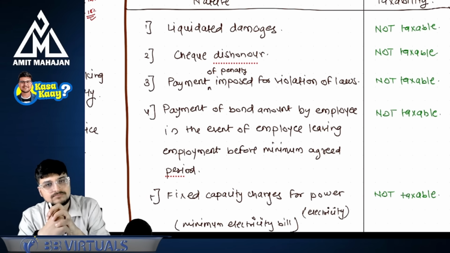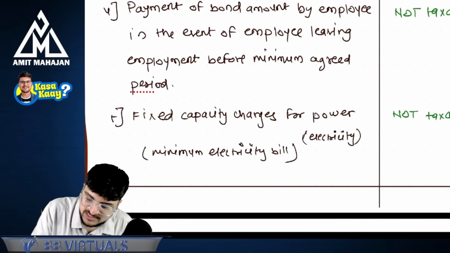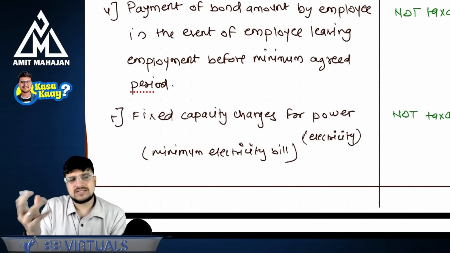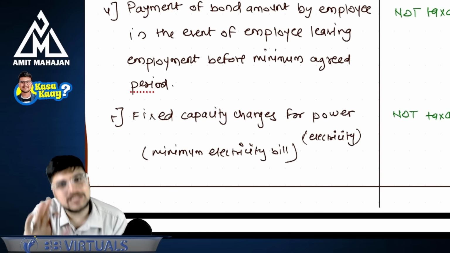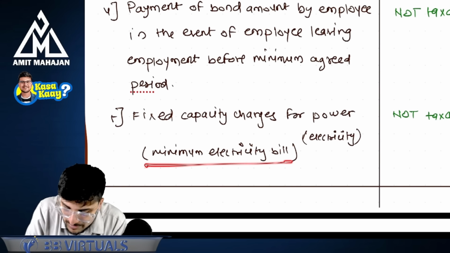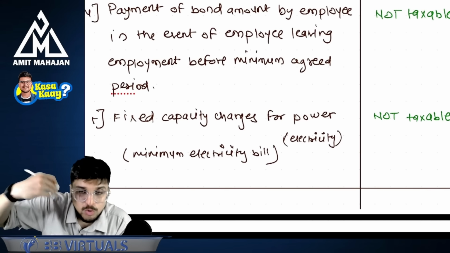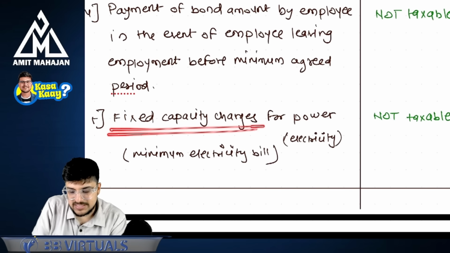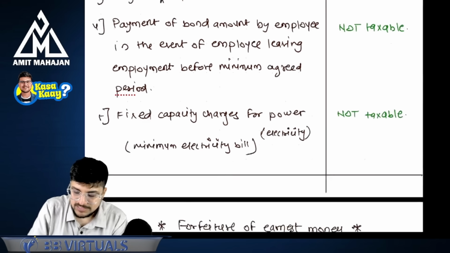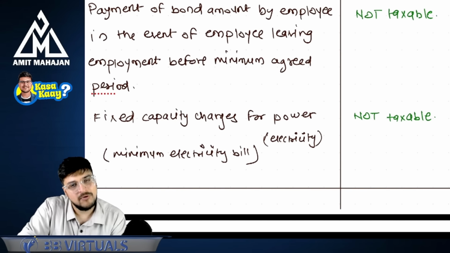Perfect. Okay. Point number 5, fixed capacity charges for power, which means electricity. If you don't use electricity for 1 month, still you're going to get some minimum electricity bill. So can I say, if there is no GST on electricity, will there be any GST on fixed capacity charges? No. So that's why it is not taxable. Perfect, no problem.